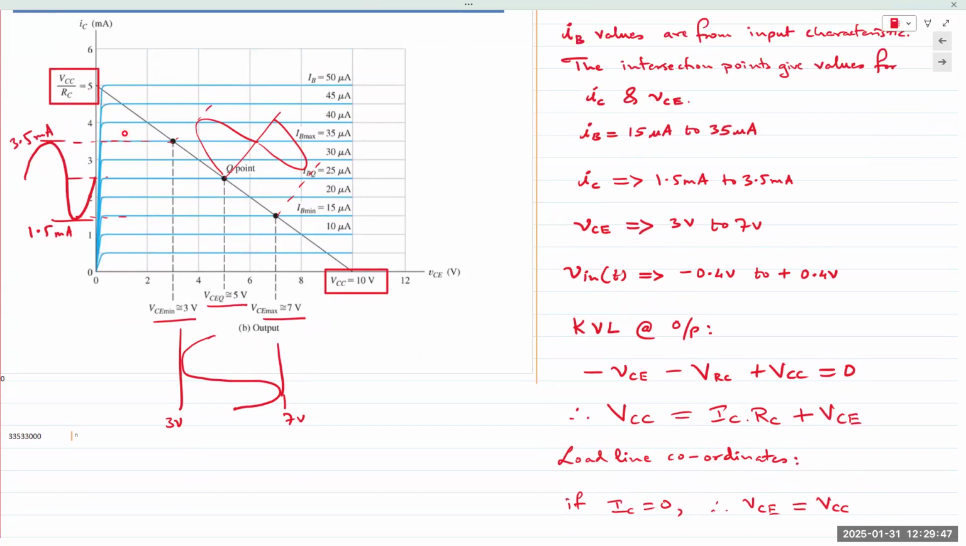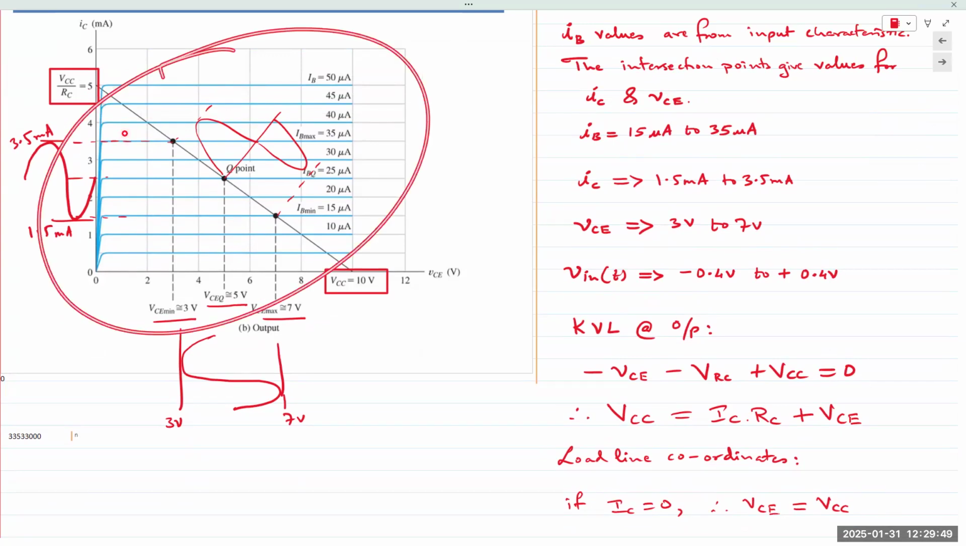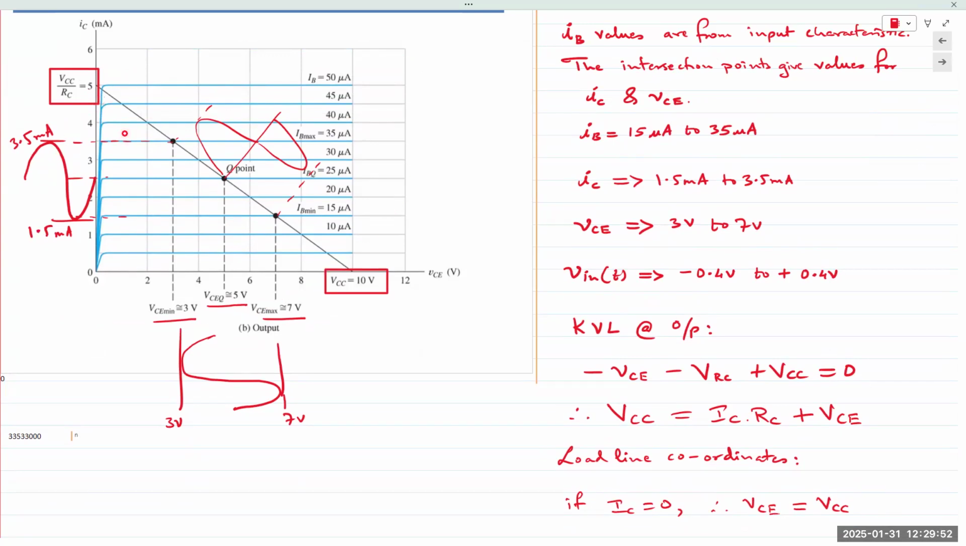Once you plot the load line, it's going to intersect every single output characteristic, so there are intersection points everywhere. But we are only interested in 3. We are only interested in this, this, and this: 15, 25, and 35. And so we take those 3 intersection points and we extend them to the X and Y axis. Those coordinates are our solution.